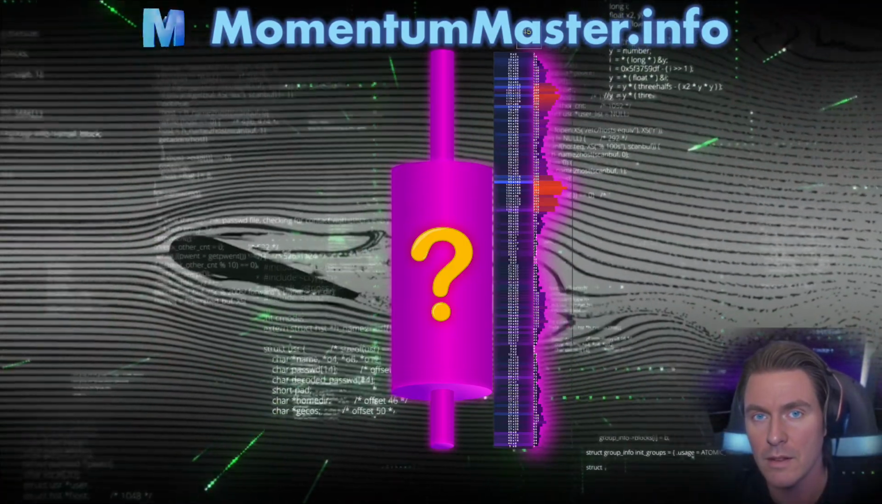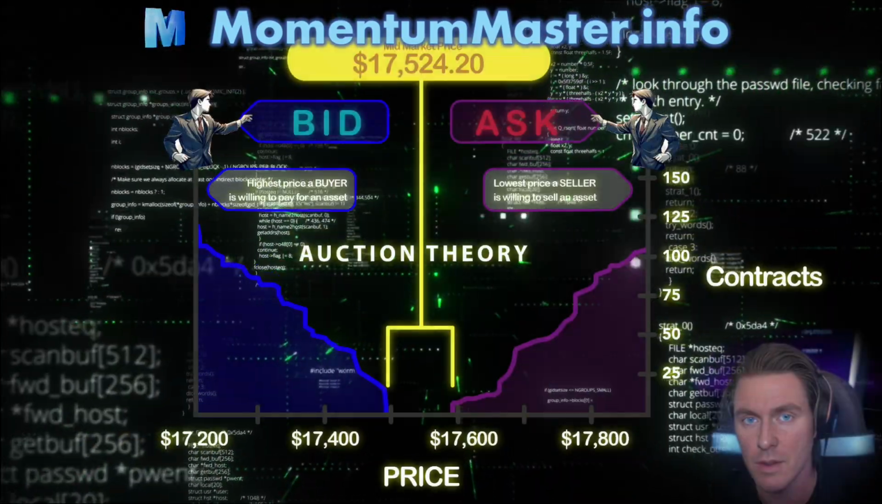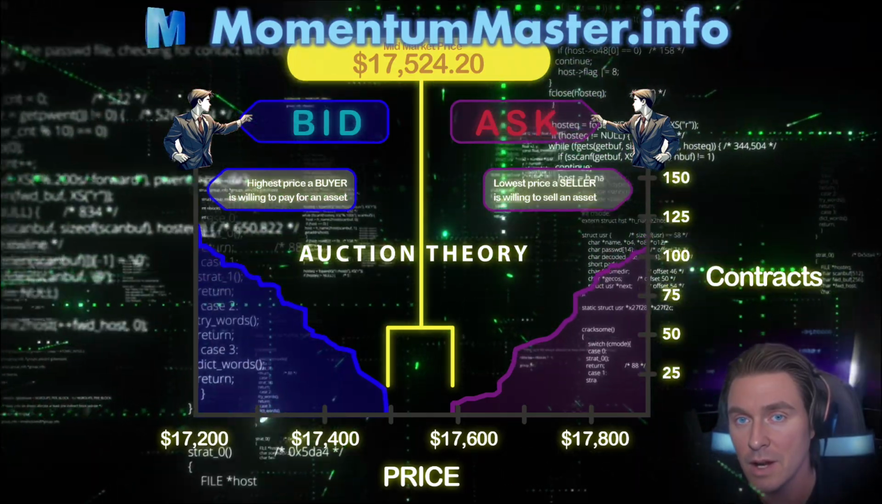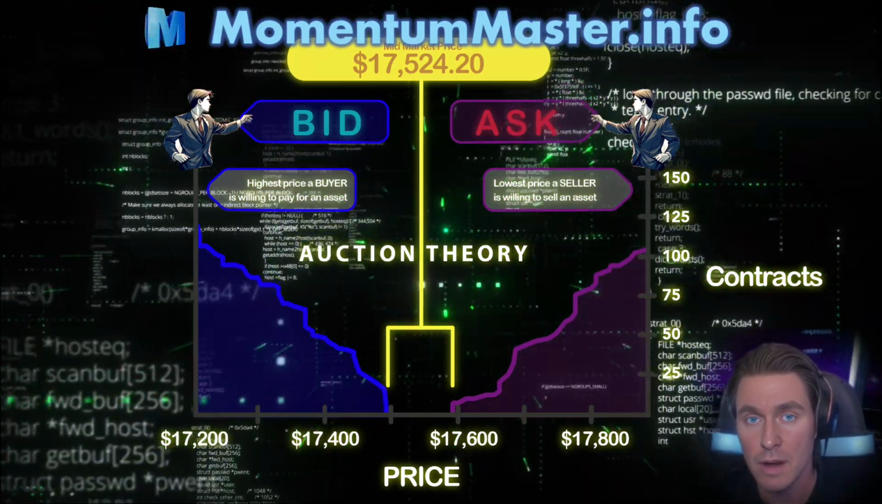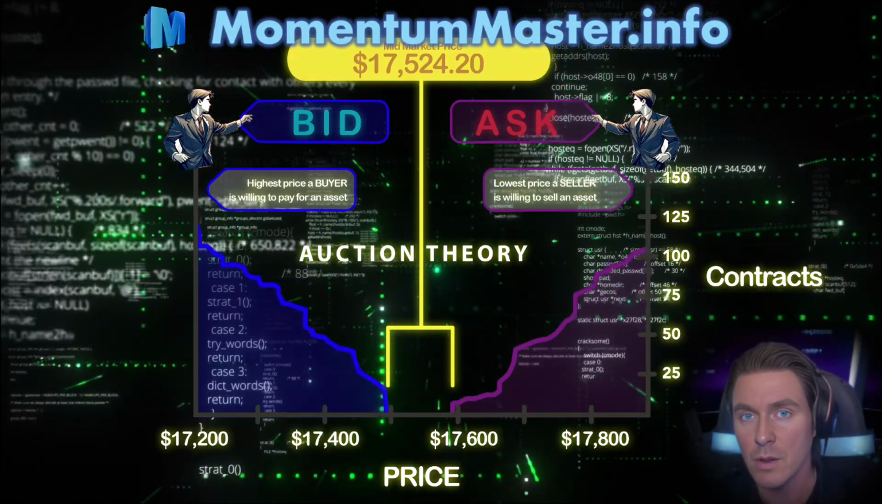So you may be wondering, what is the bid and ask? The bid is the highest price a buyer is willing to pay for an asset. The ask is the lowest price a seller is willing to sell an asset. The market, as you know, is an auction.